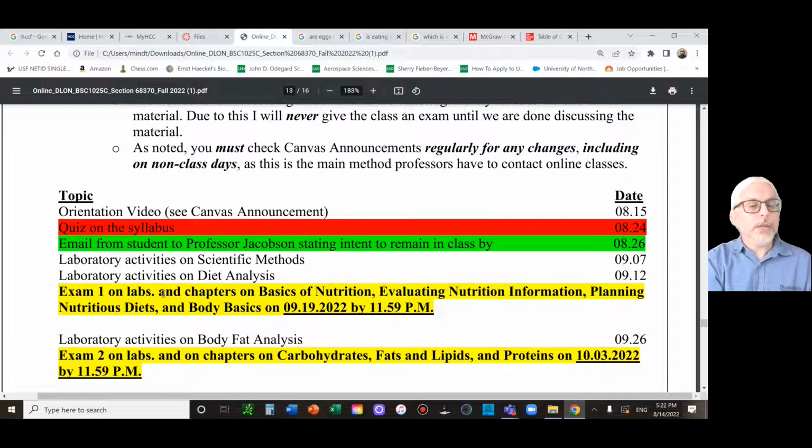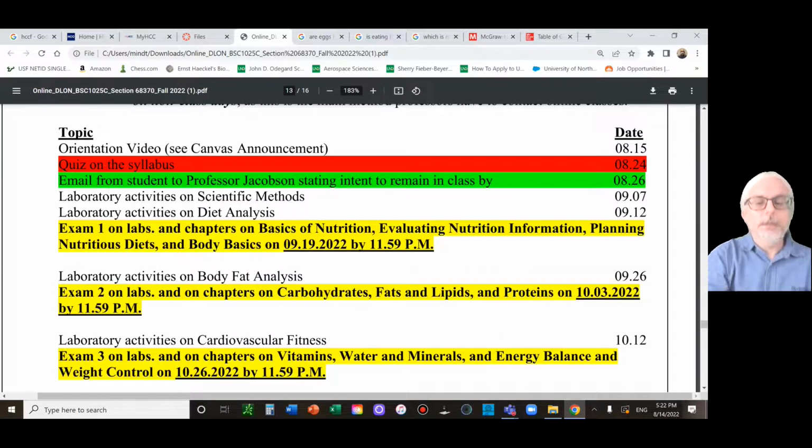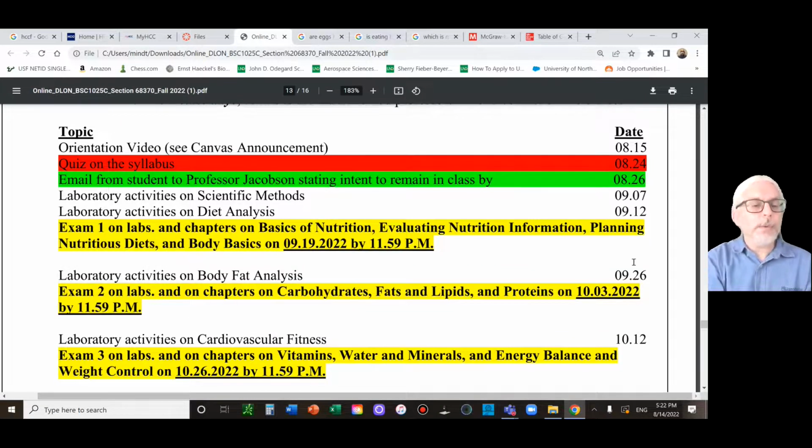It will be on the labs. There you are, these 2 labs here, and these chapters in your ebook or your physical book. Exam 2, we only have 1 lab and there are several activities within it. You can do whatever you want between the 12th and the 3rd of October. I don't care when you do this work. It's up to you. If you have questions, let me know. But the date is firm for the test. It'll be on this lab and the activities in it, and these chapters: carbohydrates, fats and lipids, and proteins.